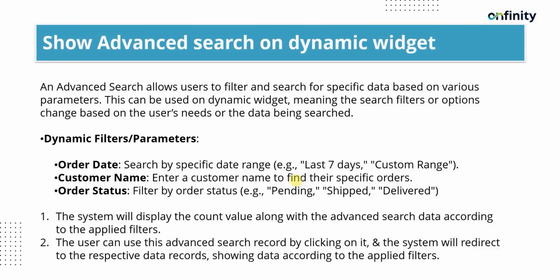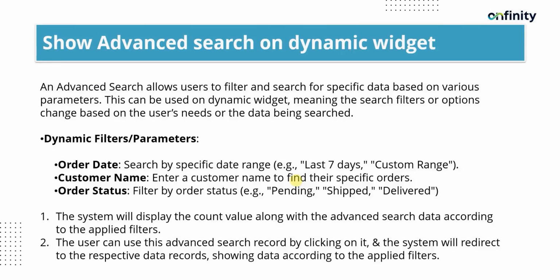An advanced search enables users to filter and locate specific data using various parameters. When applied to a dynamic widget, this means the search filters or options adjust based on the user's requirements or the data being searched. Examples of dynamic filters include parameters for order date, searching by specific data or a date range, entering a customer name to find their specific orders, or filtering by order status.